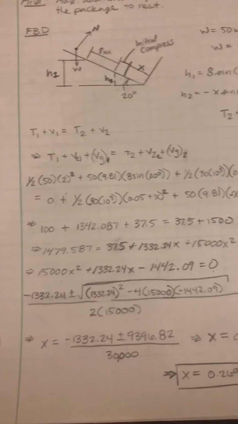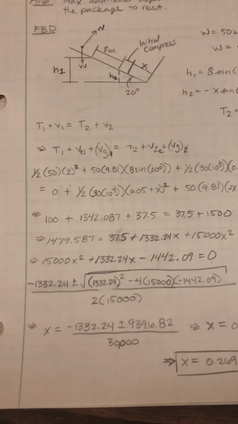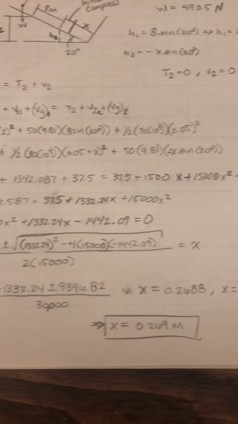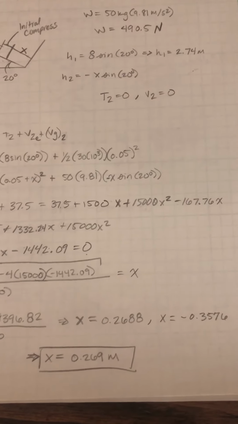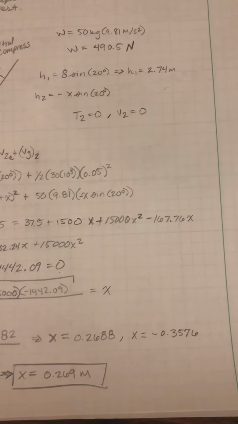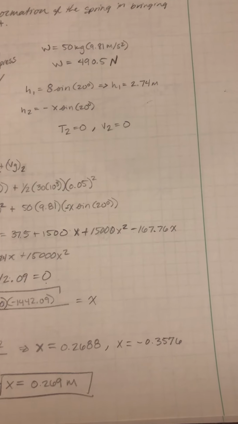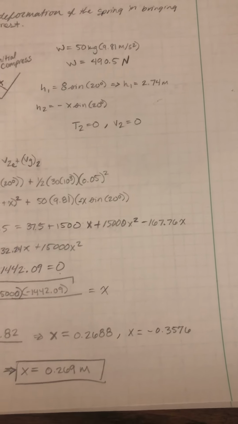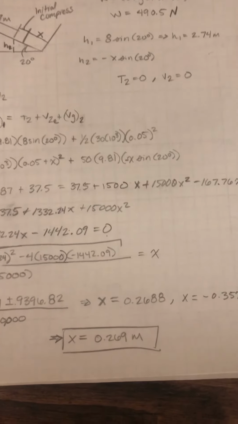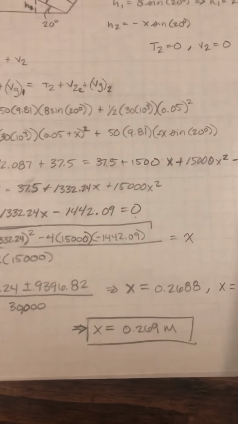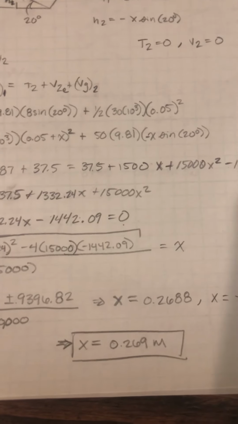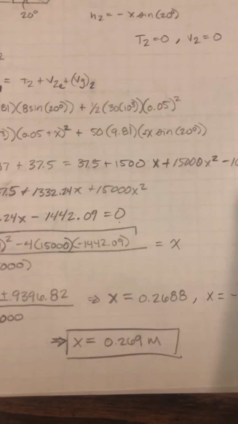And then plugging that into the quadratic formula, we're able to get that x is either equal to 0.2688 meters or x is equal to negative 0.3576 meters. Obviously it cannot be negative, and so our distance x, or the max additional deformation, is equal to 0.269 meters.